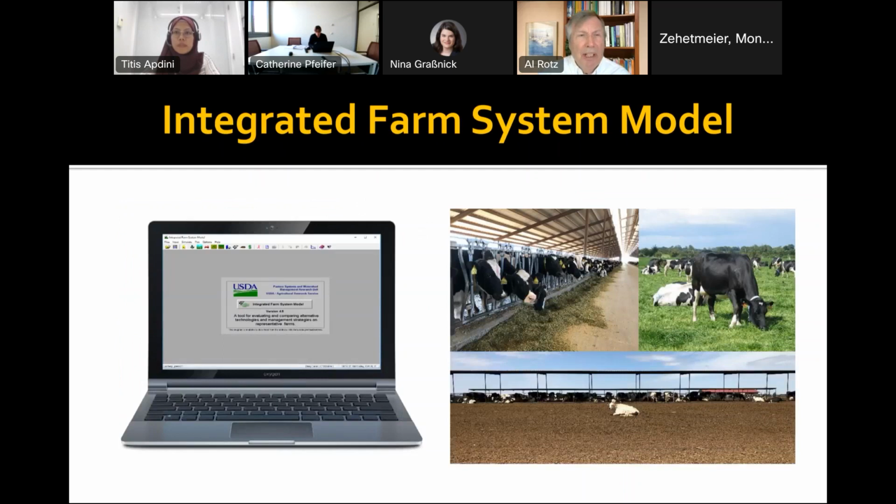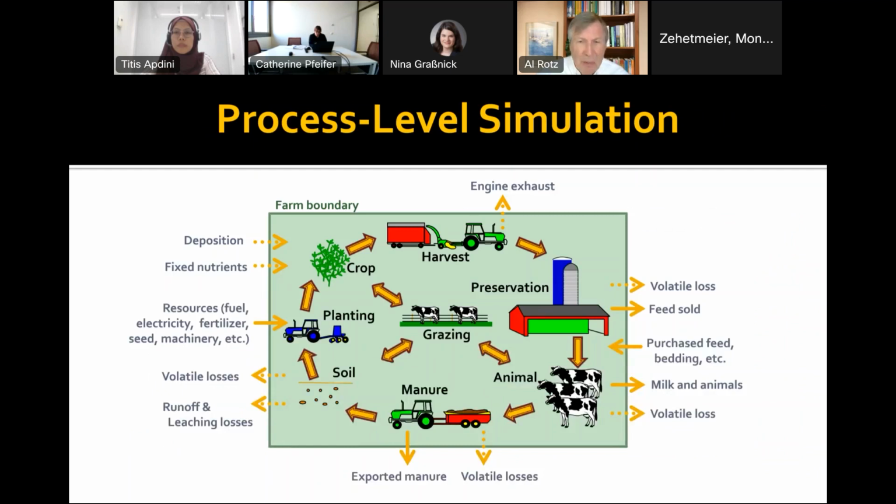So the tool that we're working with is the Integrated Farm System Model. This is a tool that's been under development, verification, and application for quite a few years now, looking at both dairy and beef production systems. And this tool is somewhat unique in that it's a process level simulation of the whole farm production system.